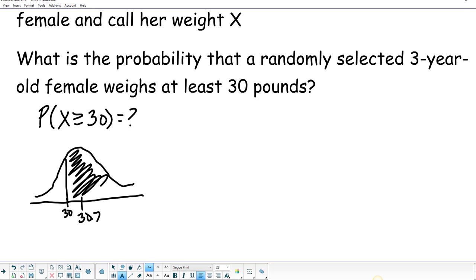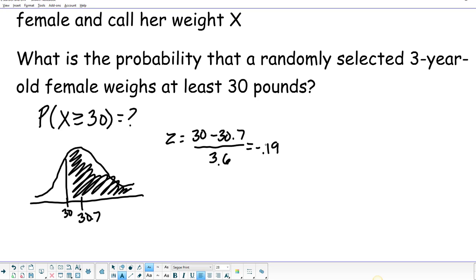We want to look at everything to the right of it, okay? So I can calculate z-scores, taking my observation, 30, a randomly selected individual, minus my mean of the random variable, 30.7, and divide it by 3.6. We punch that into the calculator, and we're going to get about negative 0.19, I believe.